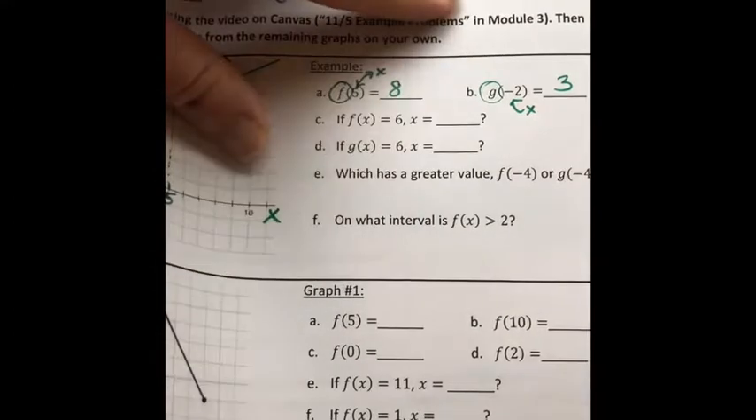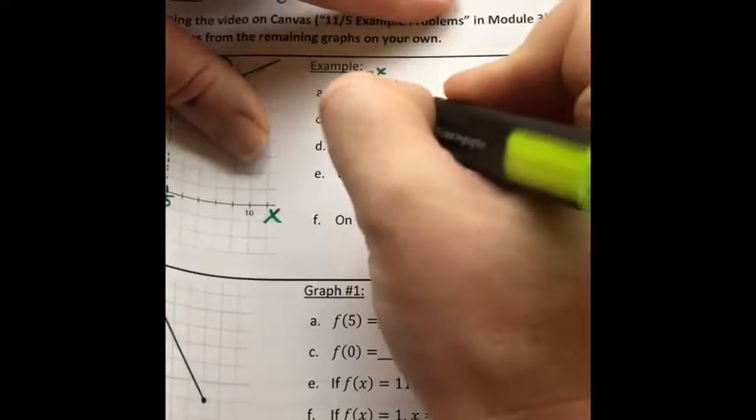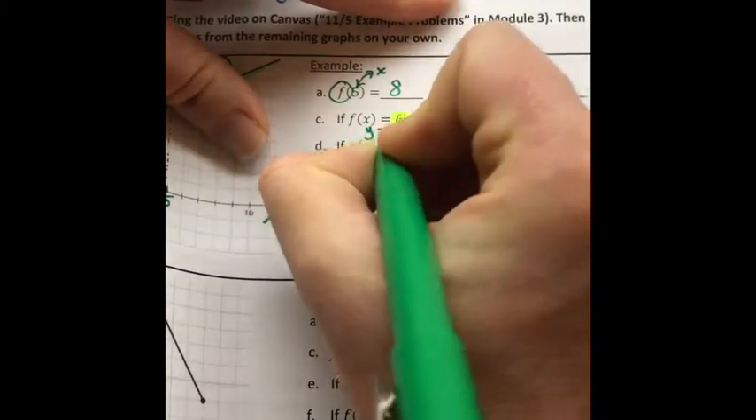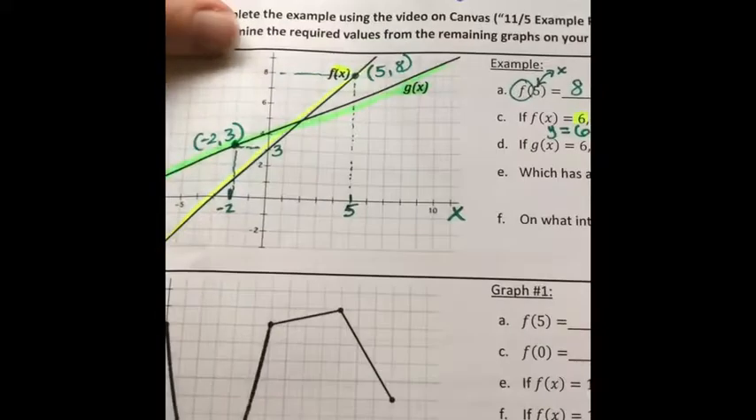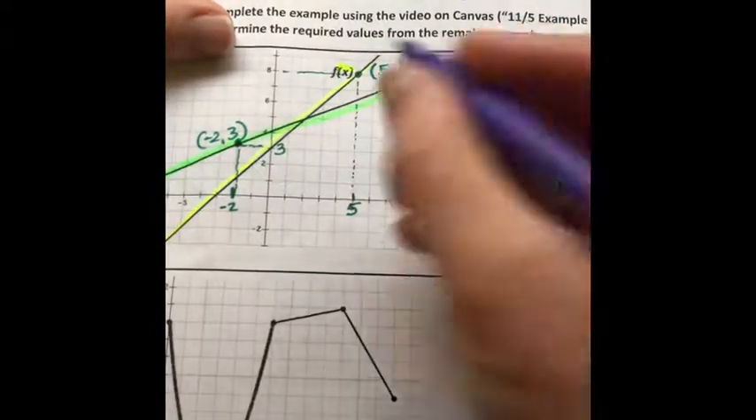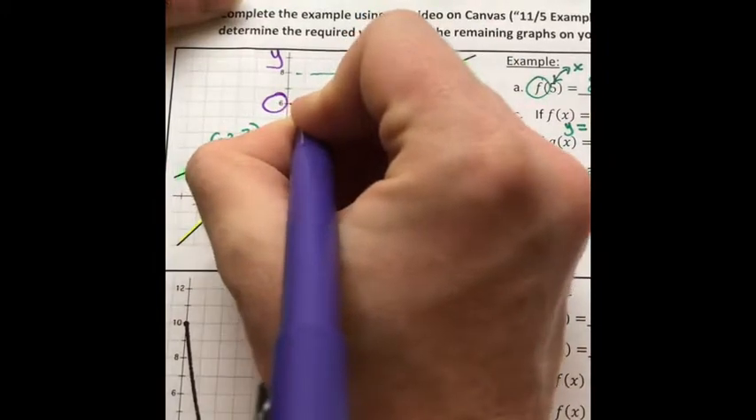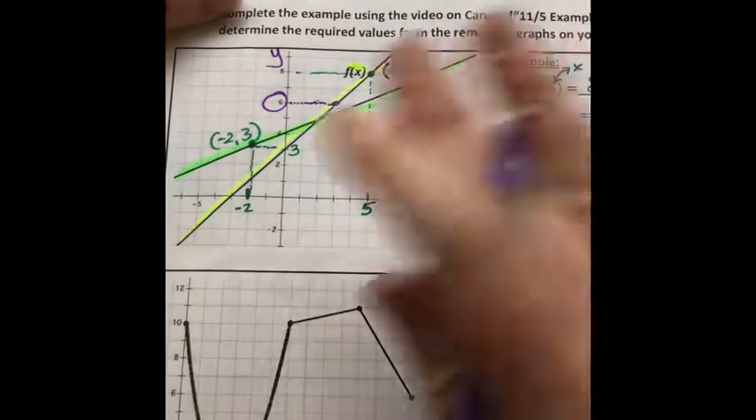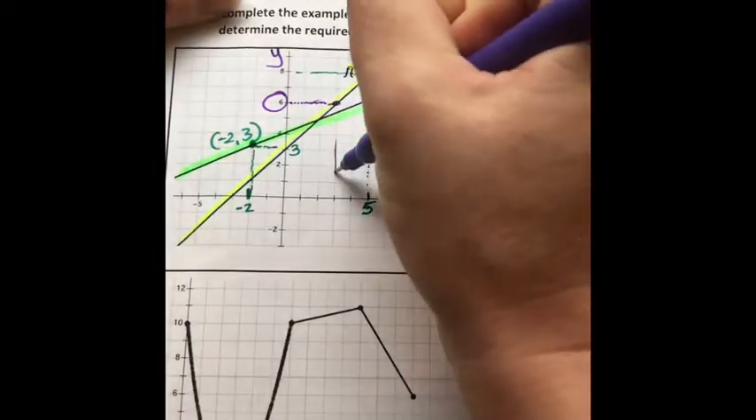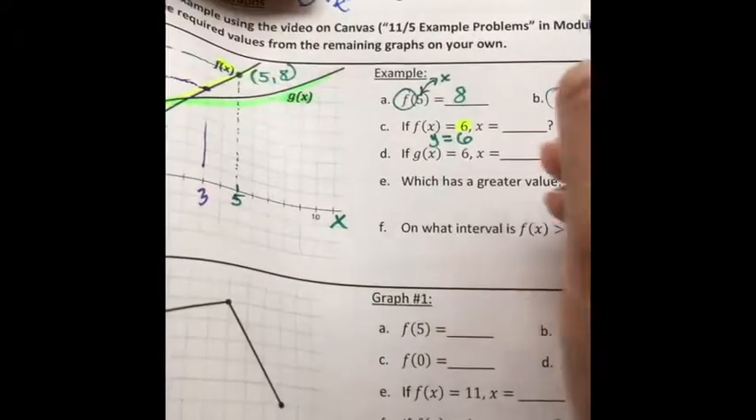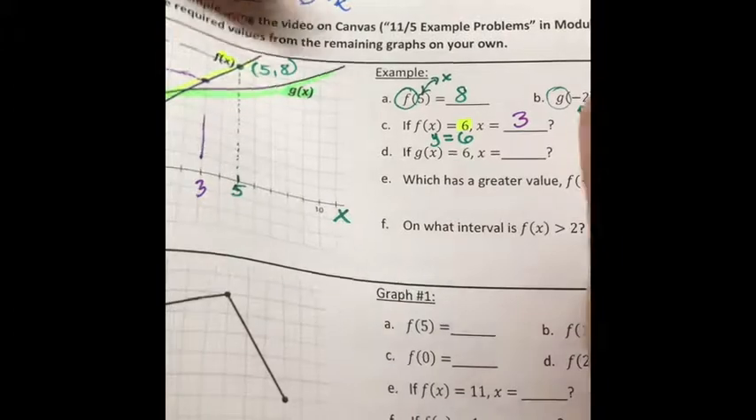Now question C is a little bit different here. This 6 is outside of the parentheses, so it's, oops, sorry folks, not an x value. This says f of x equals 6, or the y value of f is equal to 6. So now I'm talking about the y-axis. This is where I start, on the y-axis. I find 6, and I'm going to go until I hit the graph f of x, ignoring g of x for right now. And when I figure out what x value that is, it turns out to be 3. So when f of x equals 6, x equals 3.